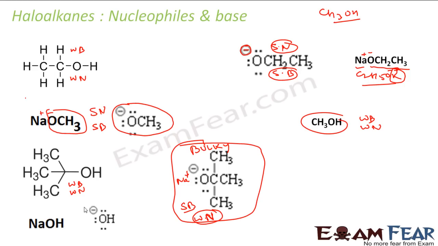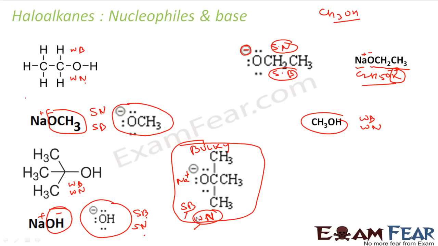So if you see, NaOH is nothing but Na+ and OH-. This is a very strong nucleophile with a negative charge, and NaOH is a very strong base also. So it is a strong base, strong nucleophile. We have seen weak base, weak nucleophile, and strong base, strong nucleophile. Here we have seen strong base but weak nucleophile, right?